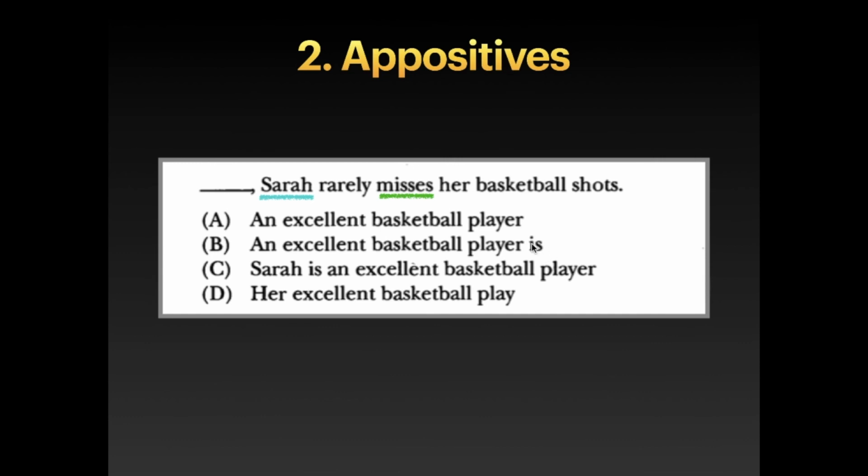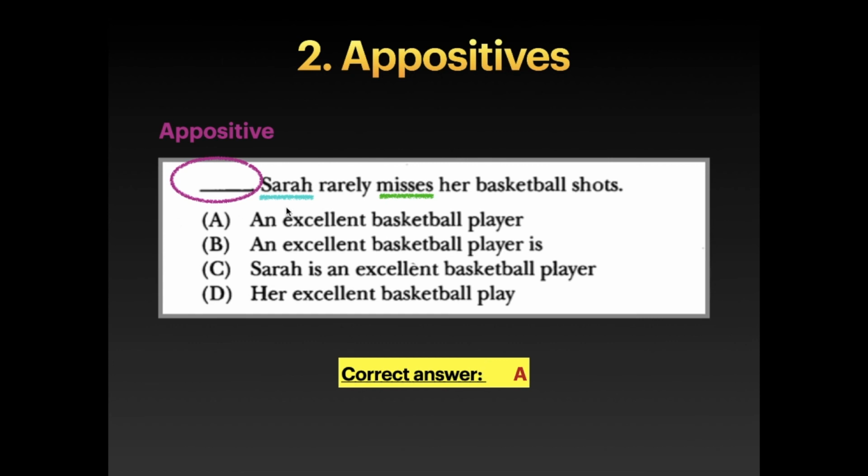Por ejemplo, letter B, esta está mal porque tiene un verbo, right? Esta también tiene un verbo, entonces esta también está incorrecta. So, ¿de quién nos está dando extra información el appositive? Pues de Sarah. Necesitamos algo que describa a Sarah. Y la opción D dice her excellent basketball play. Esto no describe a Sarah. Entonces, the correct answer is letter A, an excellent basketball player. So, an excellent basketball player, ese es nuestro appositive, Sarah rarely misses her basketball shots.